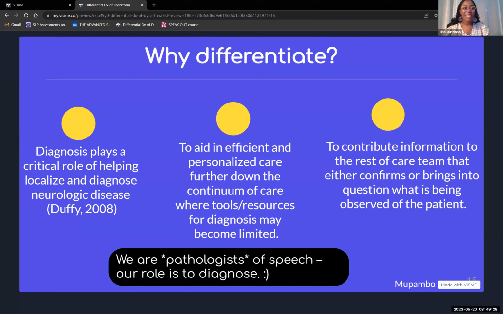And often PT might also be seeing ataxia. They might be on there just saying that they might have ataxia and they're having trouble with their gait. And so then you're a part of the larger conversation, just for knowing that and being able to differentiate with that. And then the second note is we're able to be efficient and provide personalized care further down the continuum of care.